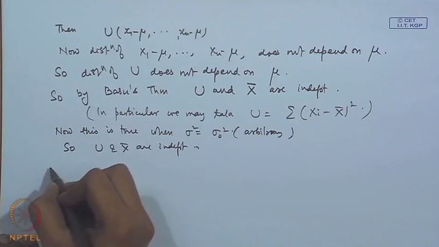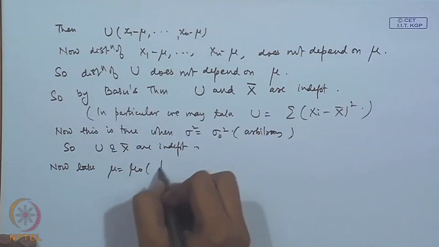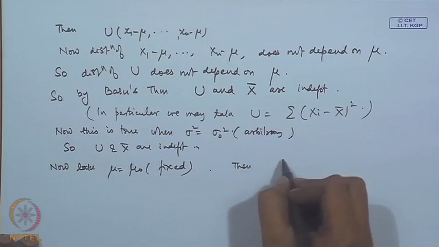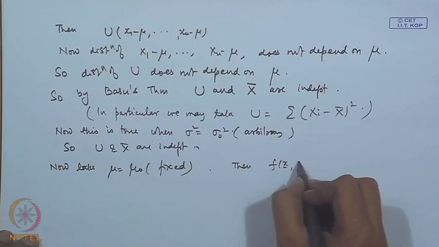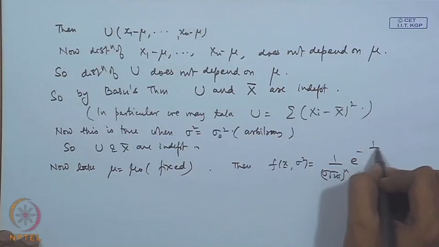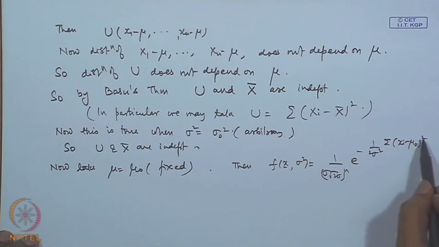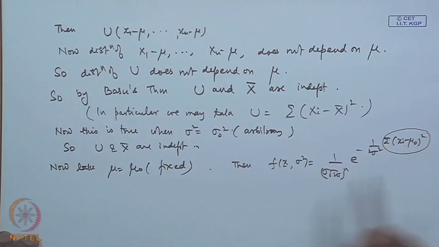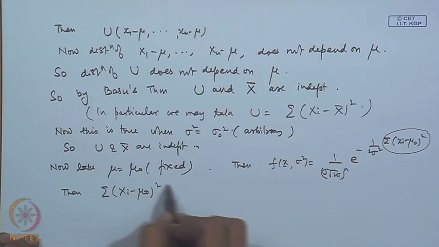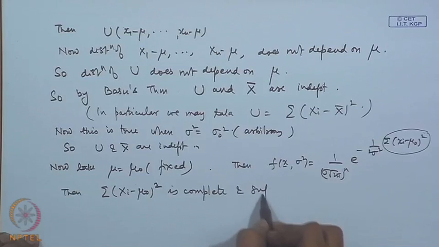Now, let us take another application here. Now, take mu equal to mu naught, okay? Another fixing of the mean. Then the density is f of x, sigma square, equal to 1 by sigma root 2 pi to the power n, e to the power minus 1 by 2 sigma square sigma x I minus mu naught whole square. So, this is again a one parameter exponential family, and sigma x I minus mu naught square is complete and sufficient.